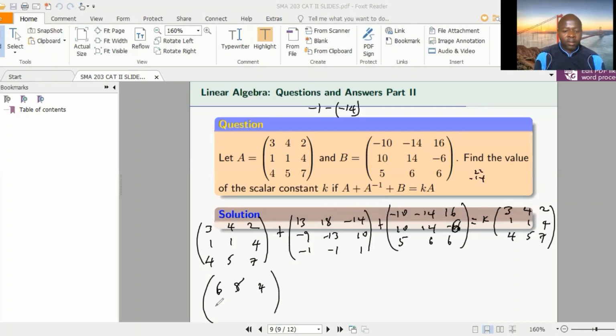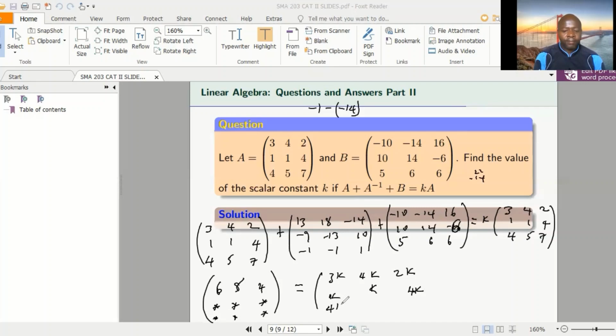So do that for every position: find the value there, find the value there, and so on. Just add the matrices on the left. When you do that, it should be equal to the right. The right one is 3k, 4k, 2k, k. I'm just multiplying k inside this matrix.